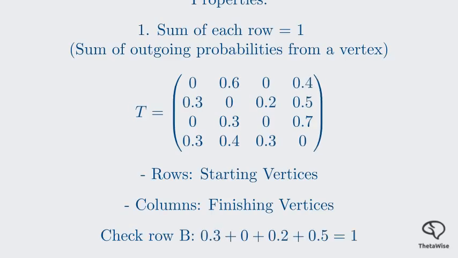Let's test this with row B. The probabilities are 0.3, 0, 0.2, and 0.5. Summing them up, 0.3 plus 0.2 is 0.5, and 0.5 plus 0.5 is 1. Again, the row sum is 1. This row sum property is a vital check for any transition matrix.